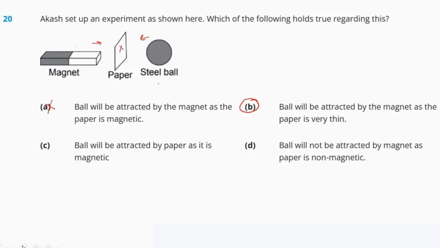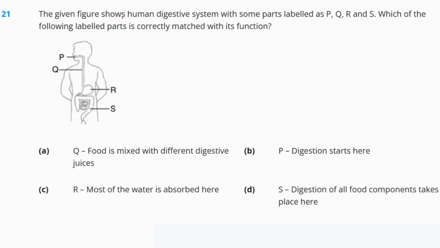Next question, question number 21. The given figure shows the human digestive system with some parts labeled as P, Q, R, and S. Which of the following labeled parts correctly matches with its function? Very, very easy. P is what? P is mouth. What is Q? Q is food pipe or esophagus. R is stomach. And S is what? S is large intestine.